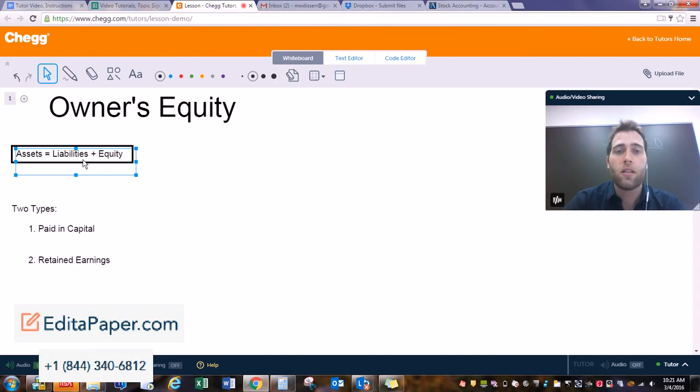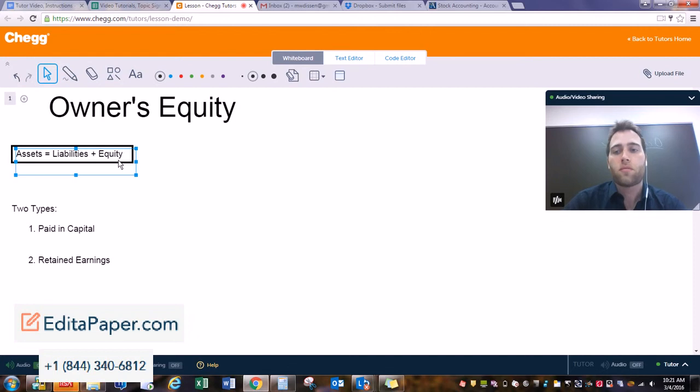A liability is something that a company owes to somebody else. So say a company takes a loan for $10,000 from the bank. That $10,000 is going to be a liability because they owe it back in the future. And then equity, which is what we're talking about today, is going to be everything else.